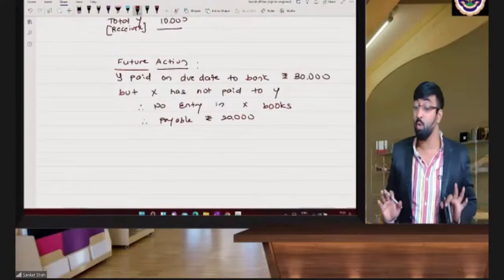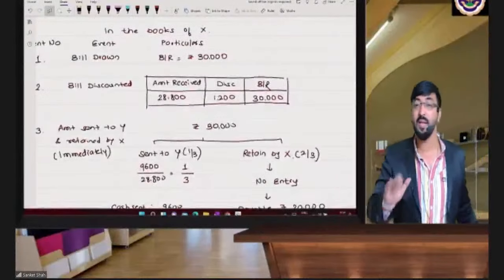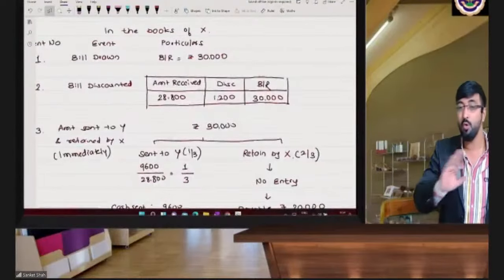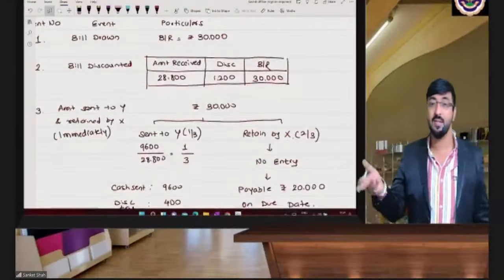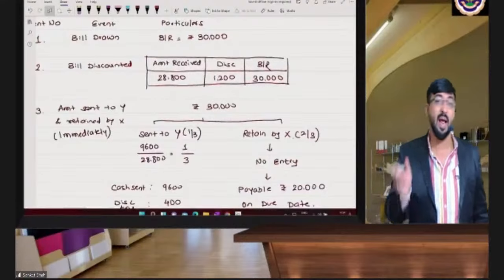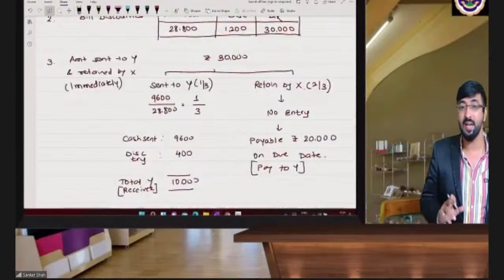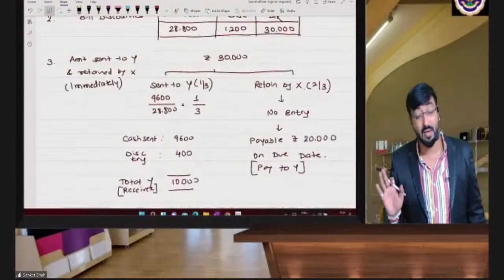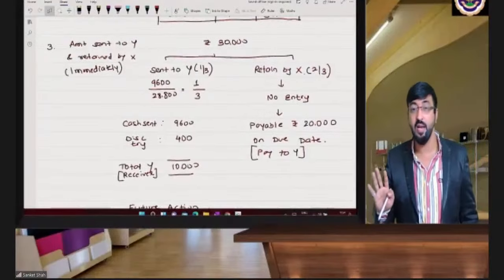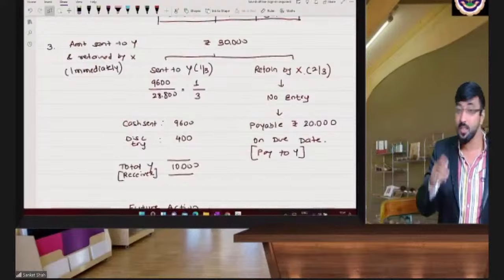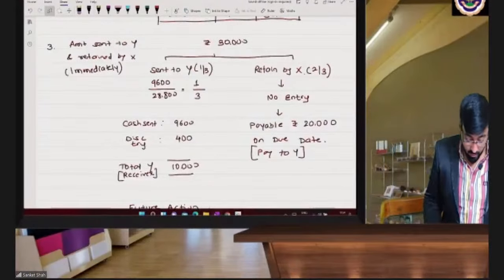See, beta, this problem is not at all easy. So understand it properly. Now, one event at a time, once again. X draws a bill. This is an accommodation bill without any purchase or sale. So X draws a bill on Y. For X, it is a bill receivable. Then X visits the bank and discounts it. So 28,800, 1,200, and 30,000. It's a bill receivable amount. Now, out of 30,000, 9,600 is sent. It is actually out of 28,800, so 1/3. So you transfer 1/3 of the discount also. 9,600 is cash sent, discount transferred is 400, and Y receives a total of 10,000.